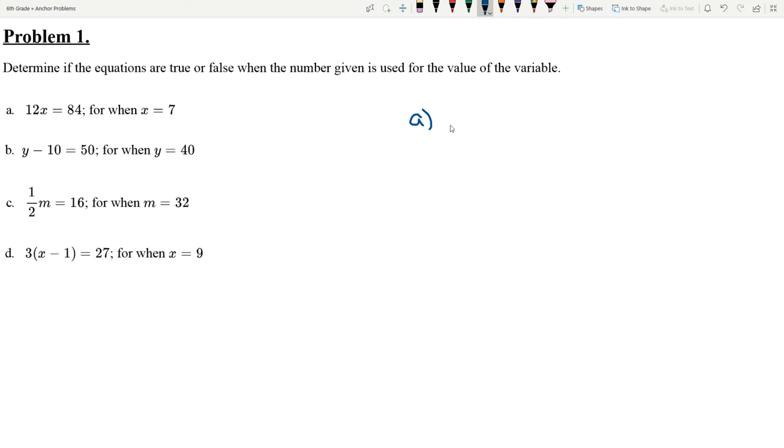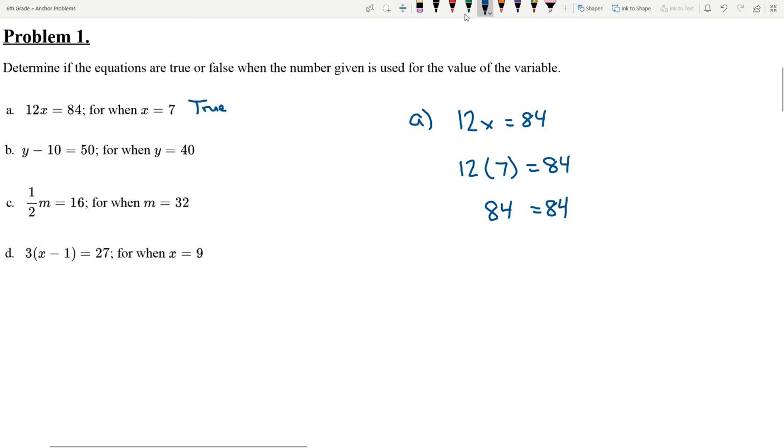This means that if I put in this 7 for this x in 12x equals 84, 12 times 7 should equal 84 for 7 to be a solution. What's 12 times 7? It's 84. So the left side is 84, the right side is 84. So yes, this is a true statement. What about B?